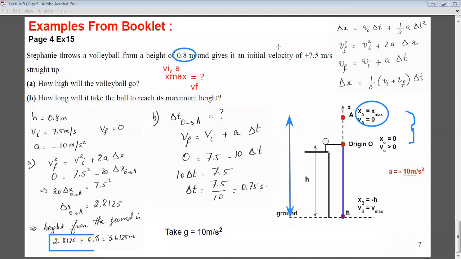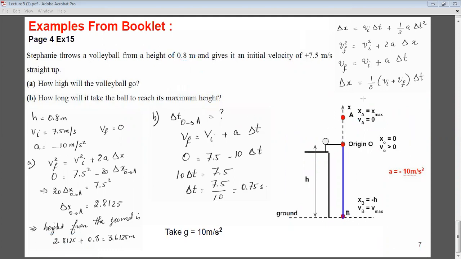Okay, part B, how long will it take the ball to reach the maximum height? So what does he want me to calculate? Let me again put, what do I have? I have the initial, 7.5. I have the final, 0. I have acceleration, -10. I have delta x now, okay? And what is he asking me to get? He's asking me to get how long, delta t, okay?